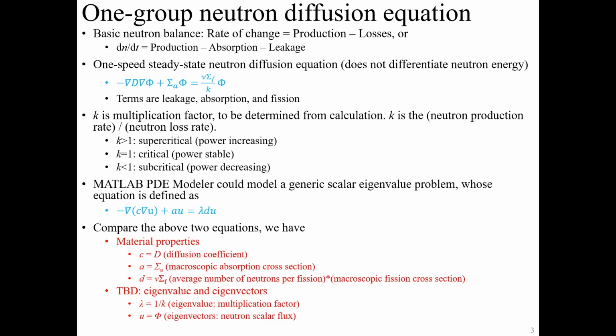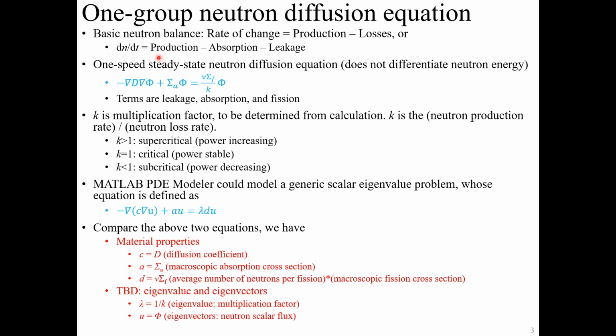Next, let's introduce the neutron diffusion equation. The neutron diffusion equation describes the basic neutron balance. So the basic neutron balance is that the rate of neutron change is equal to the production rate minus the neutron loss rate. Or mathematically, we can say that the rate of change, dN over dt, is equal to the neutron production rate from the fission reaction minus the neutron loss rate.